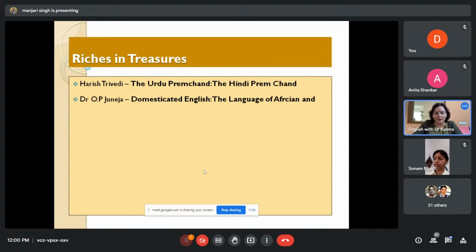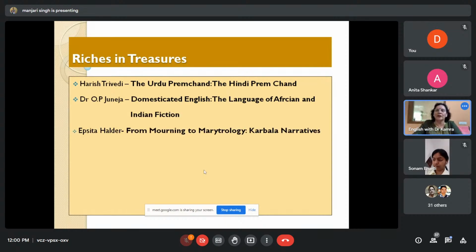There are many treasures here. That is why you have riches and treasures. You have Harish Trivedi, who has written a wonderful comparative contribution in the form of the Urdu Premchand and the Hindi Premchand. See, that is what kind of writing appears when he writes for his Urdu readership. What are the names of the characters, what kind of culture he depicts, and what are his thoughts for the noble life that they should aim at.